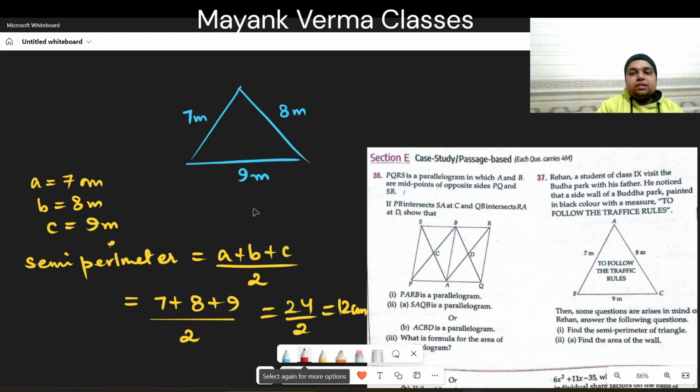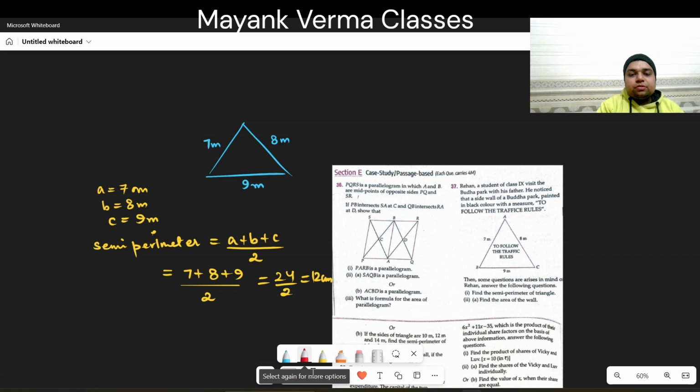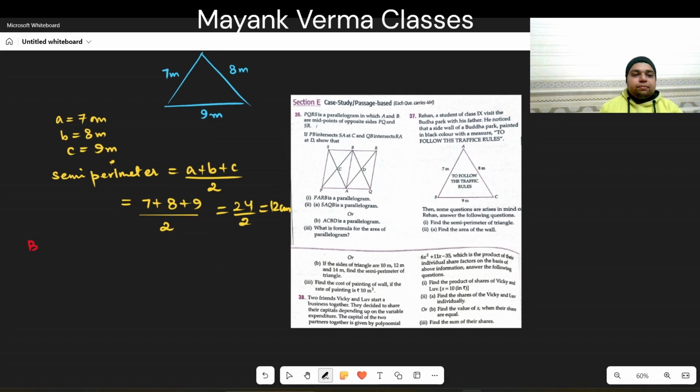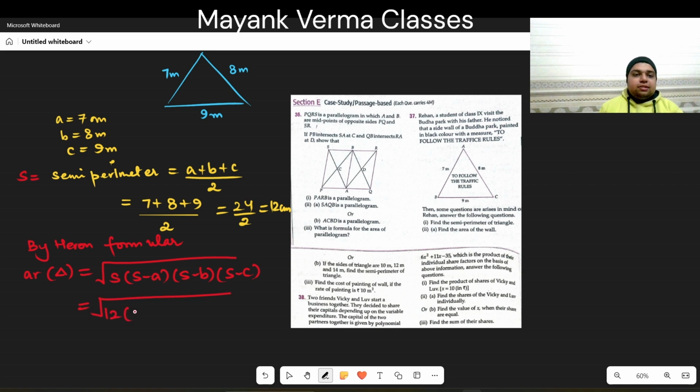Now in the second part, what it says, find the area of this wall. So we also know that by Heron's formula, the area of this triangle will be equal to the square root of S times S minus A times S minus B times S minus C, where S is the semi-perimeter, right? So S is 12, minus 7, then 12 minus 8, then 12 minus 9. Okay, so it will become 12 times 5 times 4 times 3.